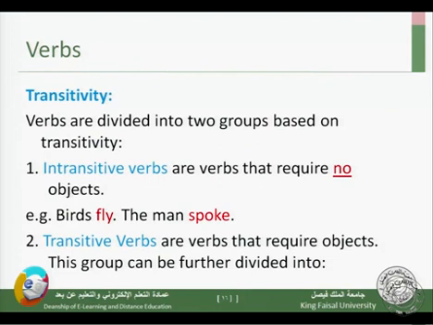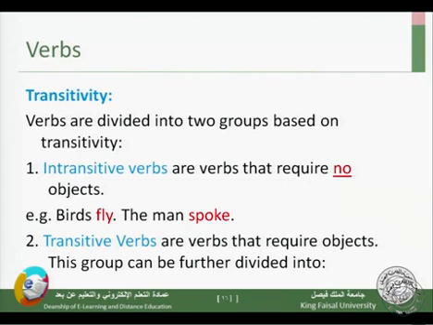Now we move on to discuss transitivity. Verbs are divided into two groups based on transitivity. The first group are intransitive verbs. Intransitive verbs are verbs that require no objects. So these verbs do not require an object to form a full sentence.